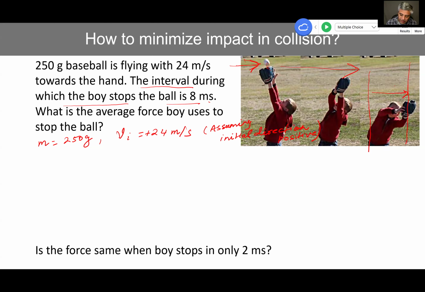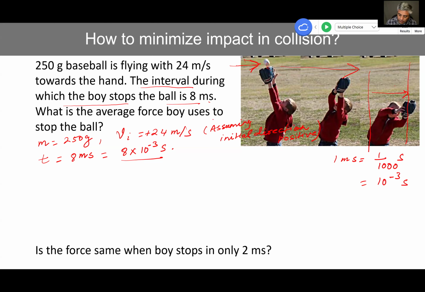And the interval during which the boy stops the ball, so that means the time interval, delta T or simply T, is 8 milliseconds. So 1 millisecond is 1/1000 seconds. We can also write that as 10 to the power negative 3 seconds, okay? So I can say 8 times 10 to the power negative 3 seconds. So rather than writing 0.008, I like to write this. This is also called scientific notation, right? And it's especially handy while you keep track of significant figures.